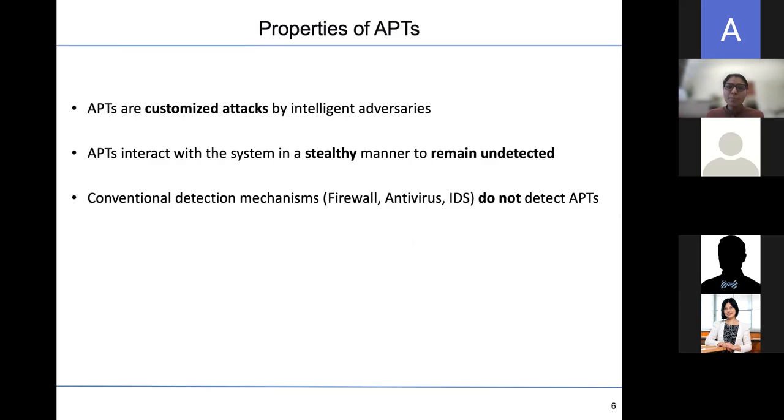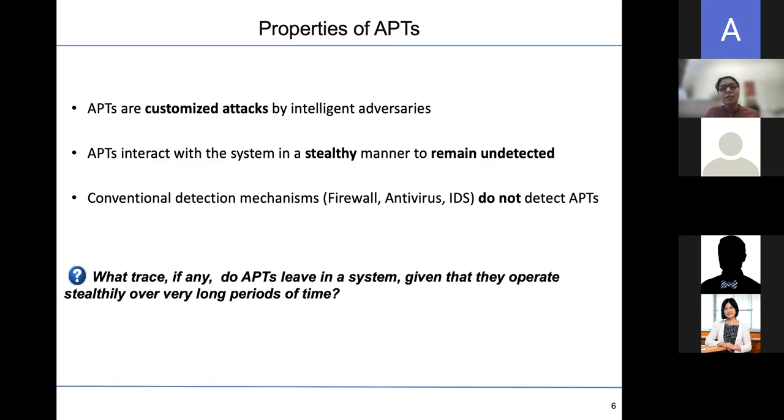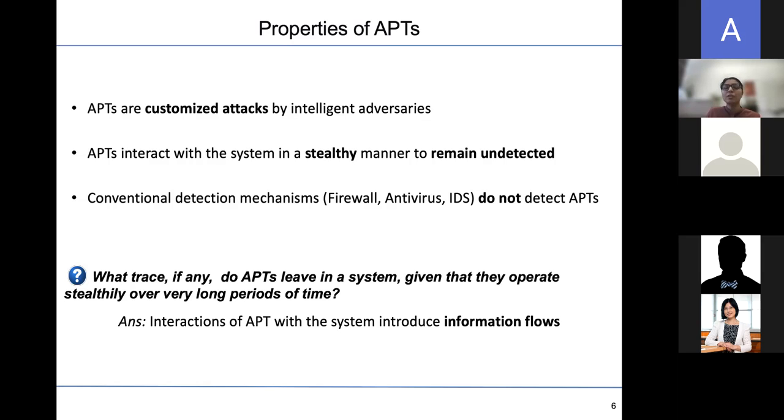And due to these two main reasons, the conventional detection mechanisms like firewalls, antivirus software, and intrusion detection systems, which are based on signature-based detection, fail to detect APTs. So the question that we are trying to answer is, since these APTs are acting in a stealthy and ultra low rate manner, what trace do they leave in the system, if any, that we can leverage for detecting these attacks? And the answer to this question is information flows. The interaction of APTs with the system introduces something called information flows.